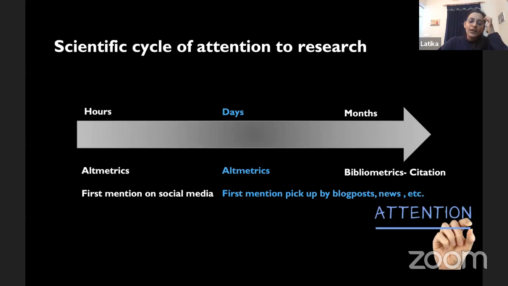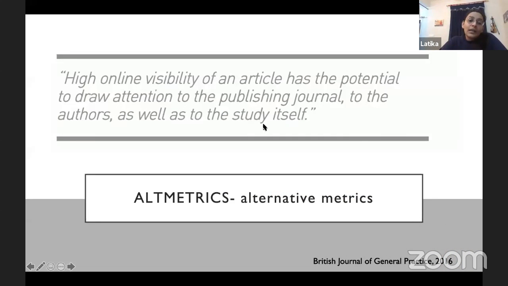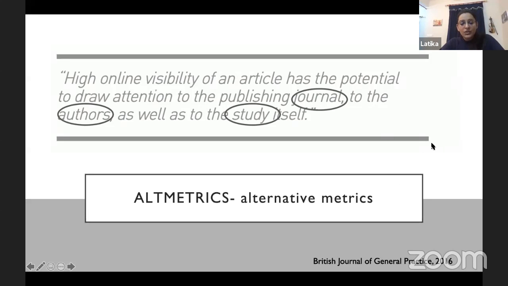So of course, if learned people go through your research, they will cite it, but they have to first go through it and notice it, which can happen very quickly through social media. Also, a high online visibility of an article has the potential to draw attention not only to the researcher, but also to the study and the journal. So this is a responsibility we have towards the journal as well.